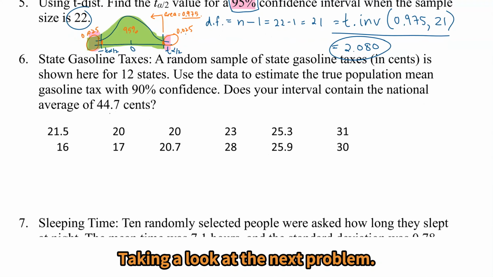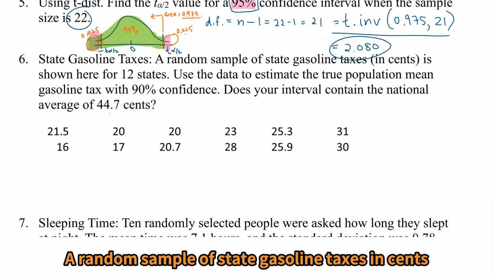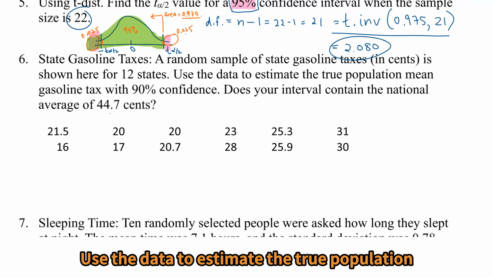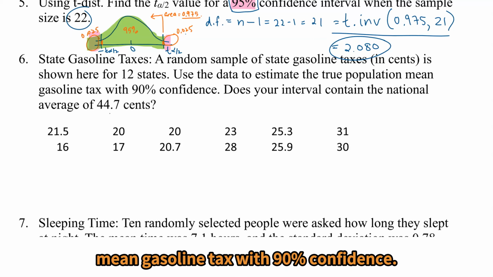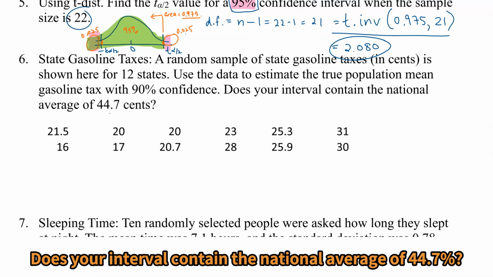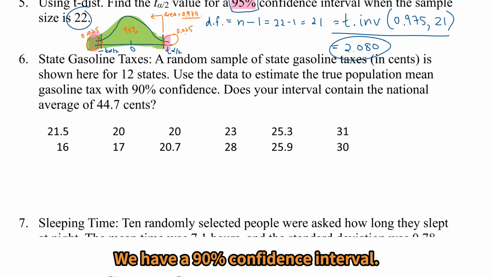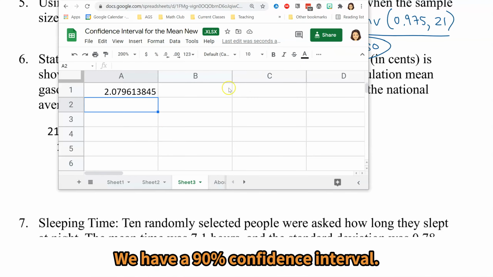Taking a look at the next problem, we have some gasoline taxes here. A random sample of state gasoline taxes in cents is shown here for 12 states. Use the data to estimate the true population mean gasoline tax with 90% confidence. Does your interval contain the national average of 44.7 cents? So we have data that I'm going to enter into my template, and we have a 90% confidence interval.